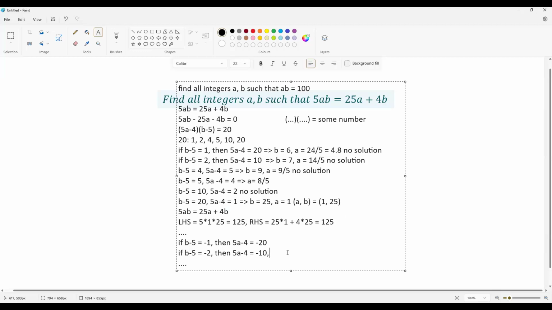And that's the solution. So we just have to finish checking all of them. We're done with all of the positive ones, right? 20, 10, 5, 4, 2, 1. And yes, there were some negative ones, right? We got negative 1, negative 2, negative 4, negative 5, negative 10, negative 20.